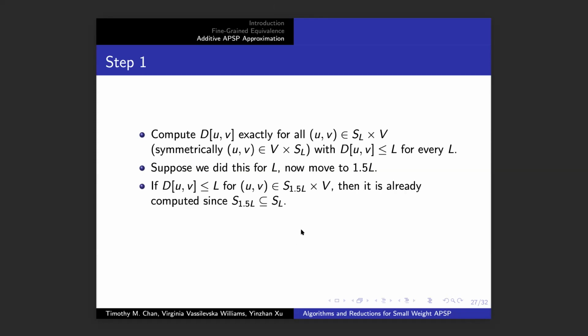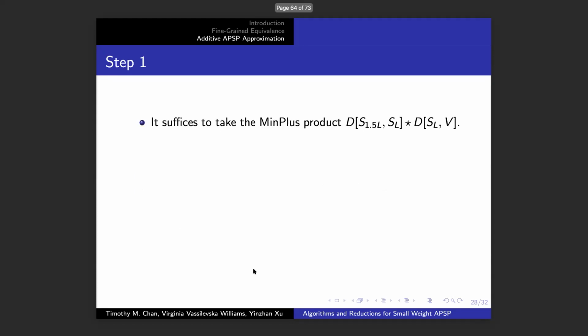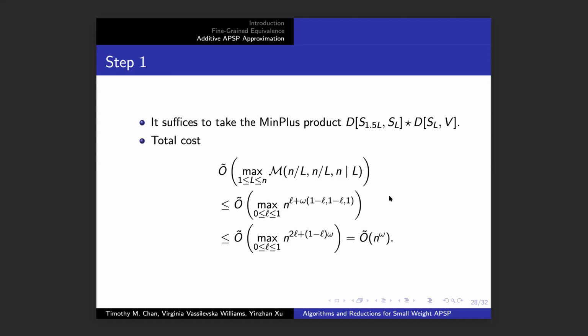If d_uv is at most L, then it's already computed since S_{1.5L} is a subset of S_L by assumption. If d_uv is greater than L, then since S_L is a random subset, by our previous argument, S_L contains a vertex landing on the middle third of the shortest path from u to v. Therefore, it suffices to compute the min-plus product. And we can write the total cost in terms of the running time of min-plus products. And you can verify here that this running time is actually at most n to the omega.